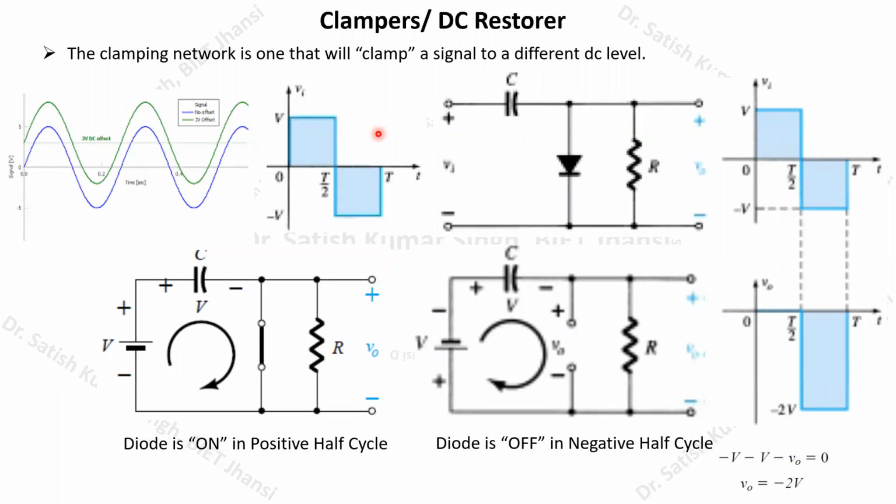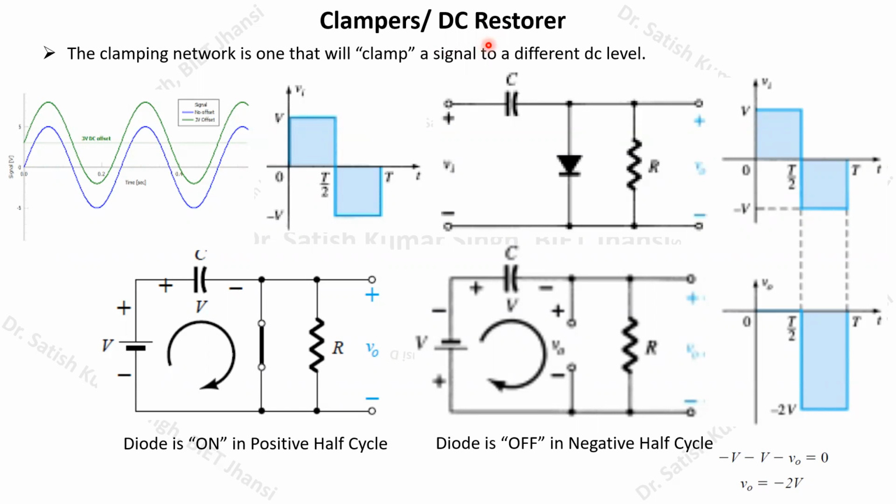Welcome to Electronic Devices and Circuits Lab. In this video, today we are going to learn about the clamper circuit. The other name of this clamper circuit is DC restorer.